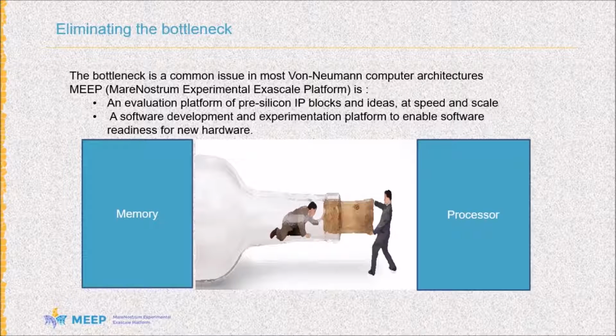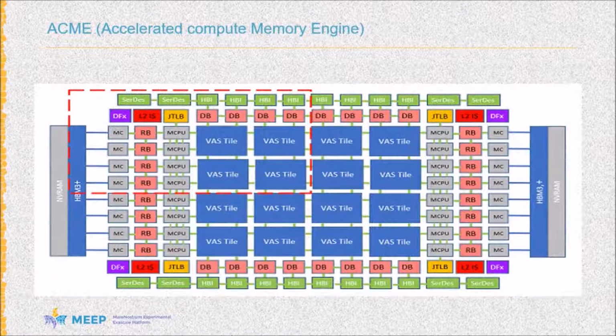MEEP, which stands for MareNostrum Experimental Exascale Platform, is a flexible FPGA system that seeks to explore various hardware and software core designs for exascale supercomputers. MEEP proposes an architecture called ACME, or the Accelerated Compute Memory Engine, whose unique features include a self-hosted accelerator. This means that the accelerator can perform and run applications within its environment, thus eliminating the need to move data to and from the host CPU.